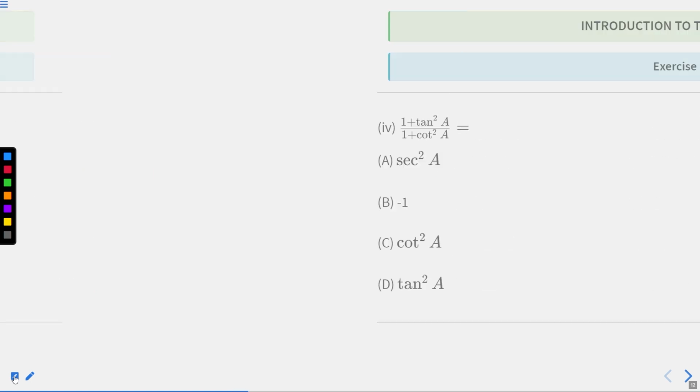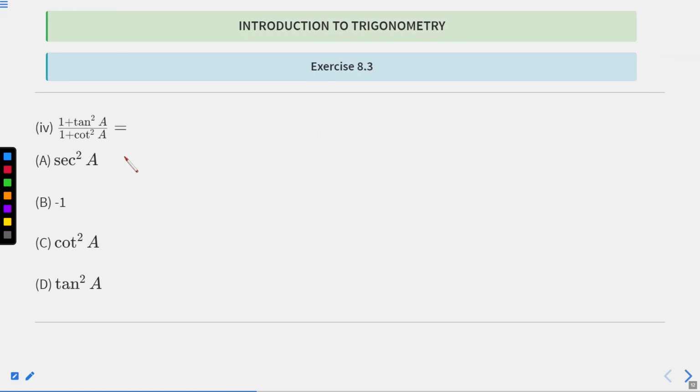And now let us see question number 4. In question number 4 we have (1 + tan²a)/(1 + cot²a) is equal to what? In option A we have sec²a, in option B we have −1, in option C we have cot²a, and in option D we have tan²a.